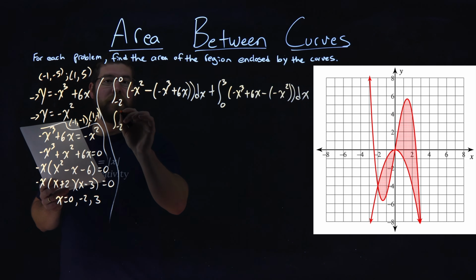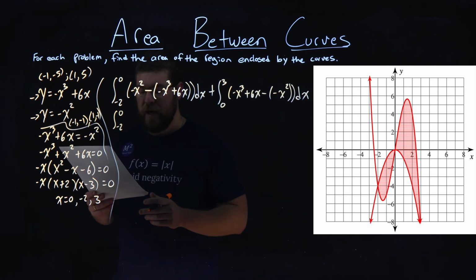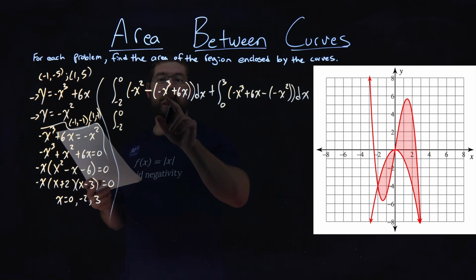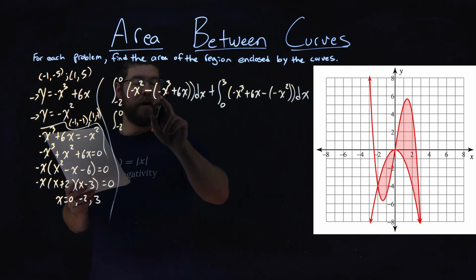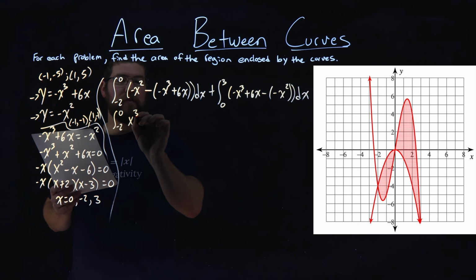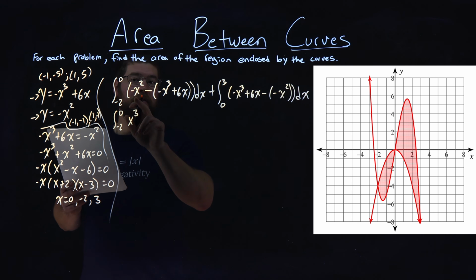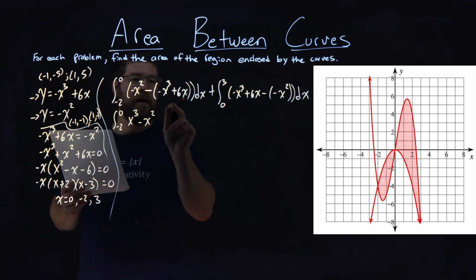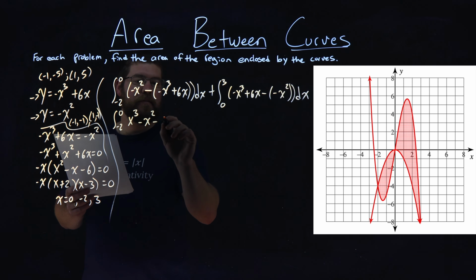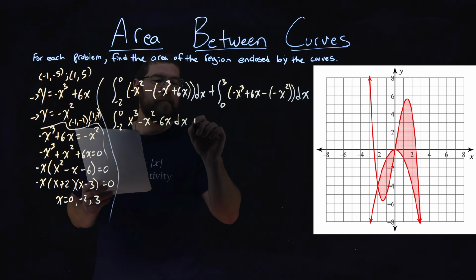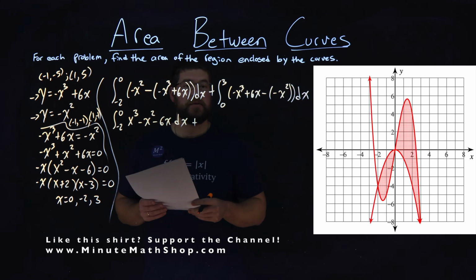So we have negative 2 to 0, combining my like terms here. My highest term is just x to the third power. We're subtracting a negative x to the third power, adding a positive x to the third power. Then the next term is x squared, so we have a minus an x squared here. Then minus the 6x dx. Not too bad.